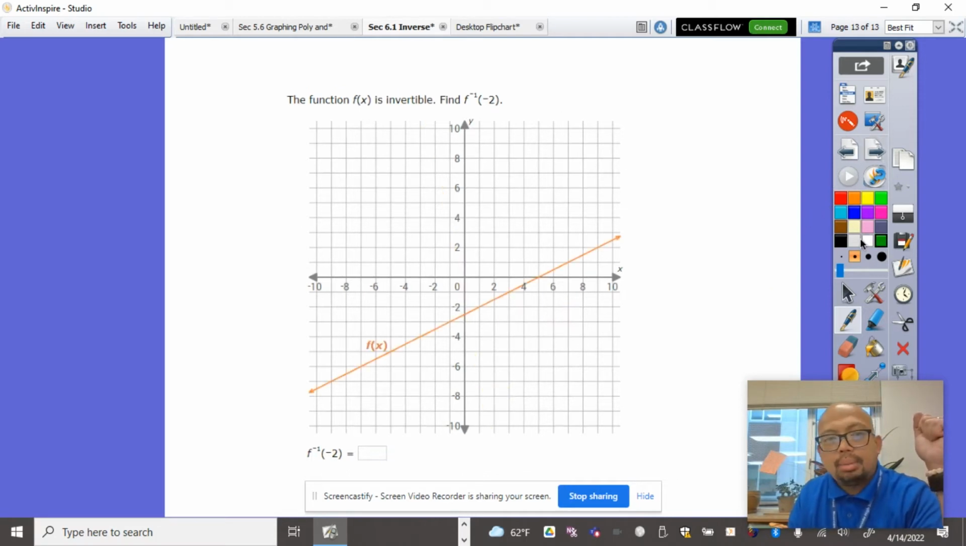And for our last example, find the inverse of f of negative 2. Go to negative 2 on the y, and the graph is this green point here. That is 1 comma negative 2. So therefore, the value of x here is 1.